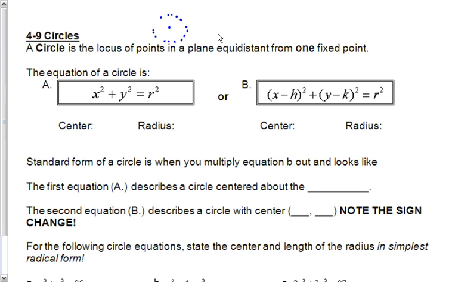Think of that little thing where you just take a string and you kind of held it at the center and then went around. Like, oh, there it is.